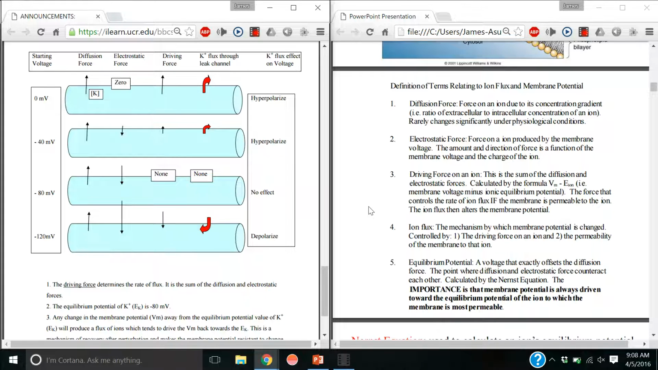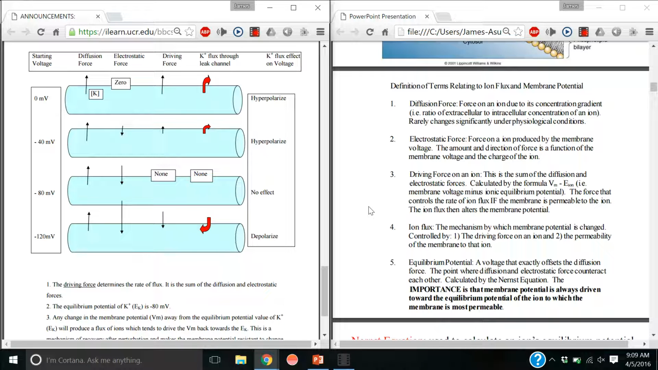And the importance of that is that the membrane potential is always driven toward the equilibrium potential of the ion to which the membrane is most permeable. So here we're talking about resting membrane potential. The membrane is most permeable to potassium. So the membrane potential is driven towards the equilibrium potential of potassium because the membrane is most permeable at rest to potassium.